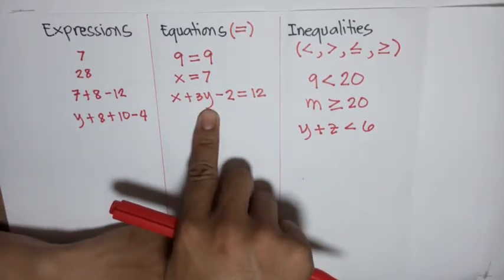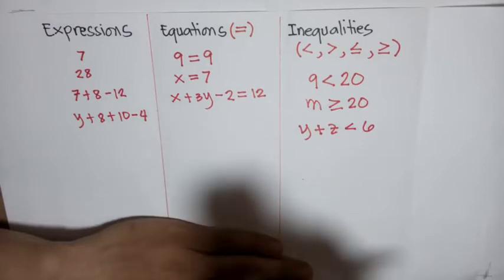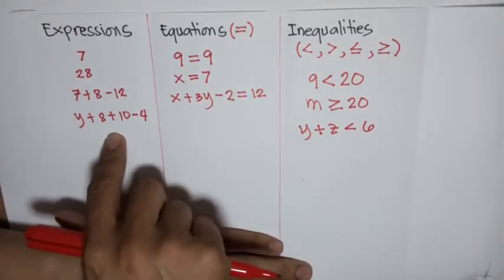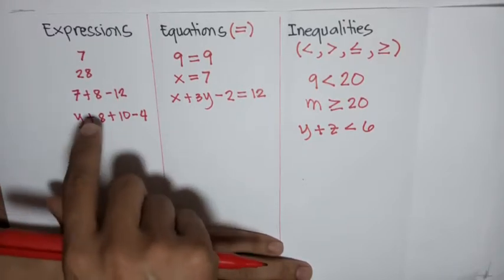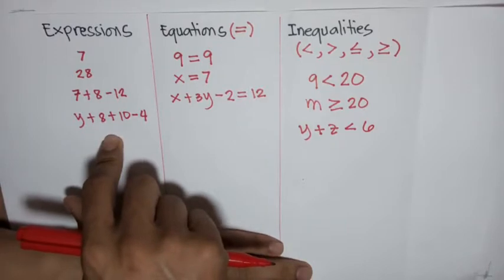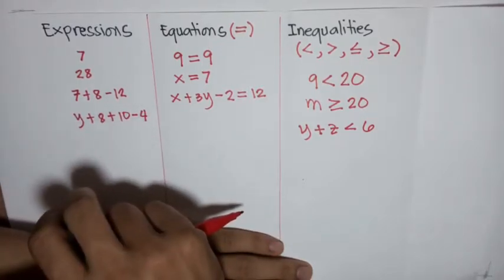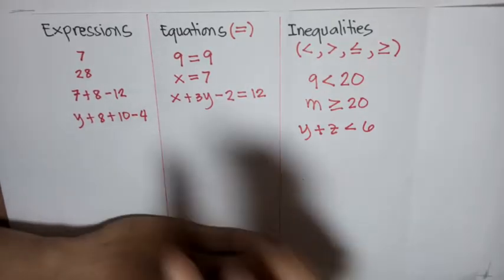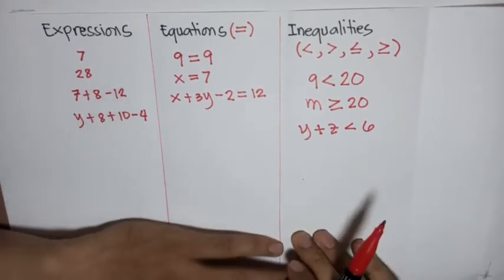Unlike in an equation, you compare two expressions which are equal. An expression is just alone. No need to compare because it's just alone. When you say 9 plus 1, done. You will not say 9 plus 1 is equal to 10. That's not an expression anymore. It's just alone.